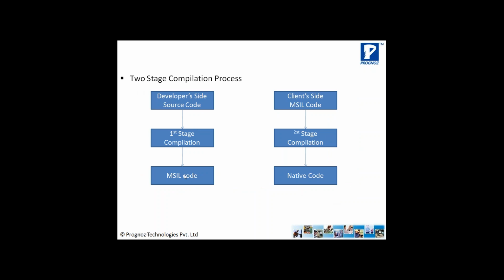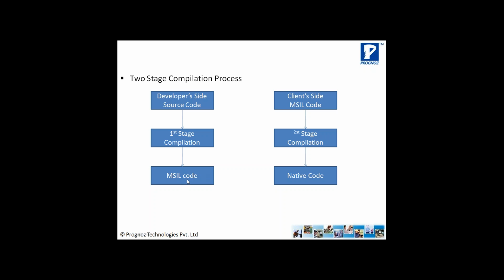One part is done on the developer side, and the other part of the compilation will be performed on the client's machine. So on the developer's machine, we will have the source code. Then we compile the source code. That compilation is necessary because we want to make sure that there are no errors in our code. And then instead of generating binary, we are generating something which is similar to an assembly language code.